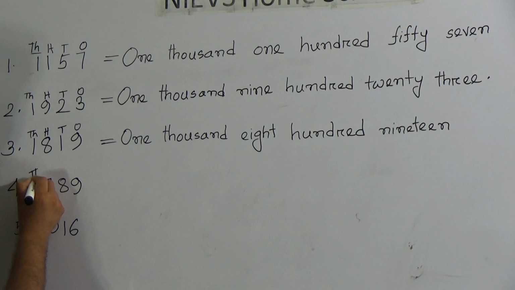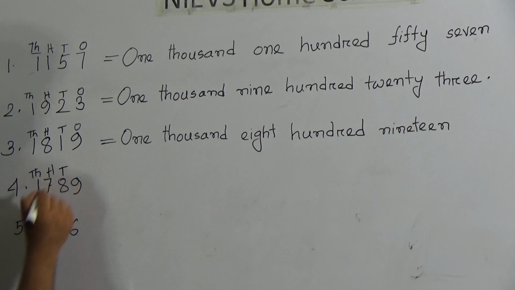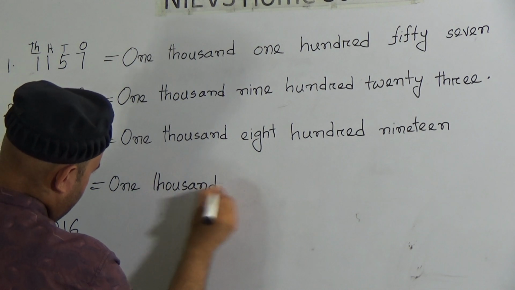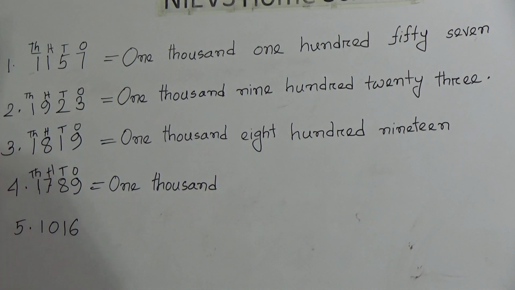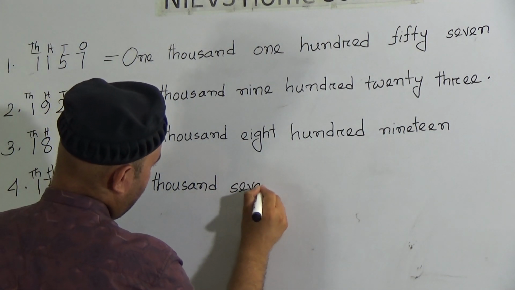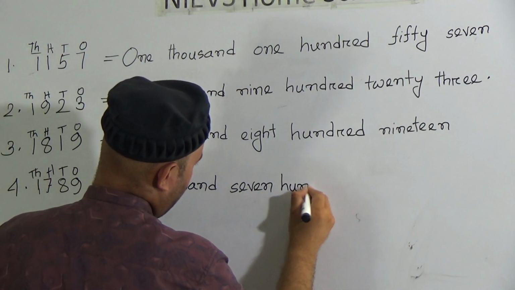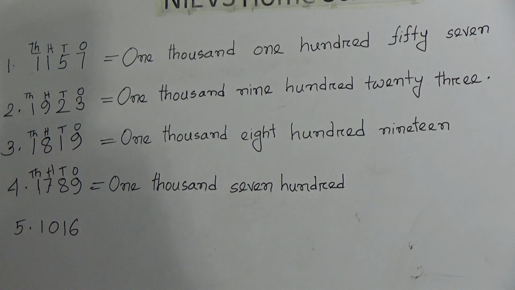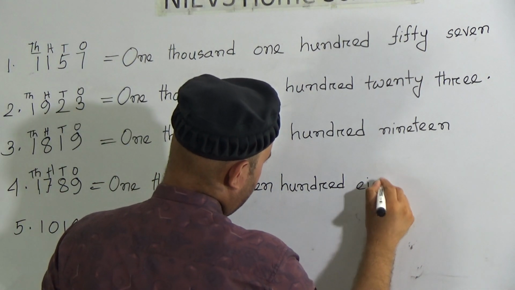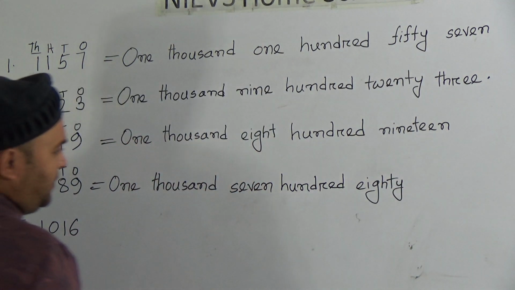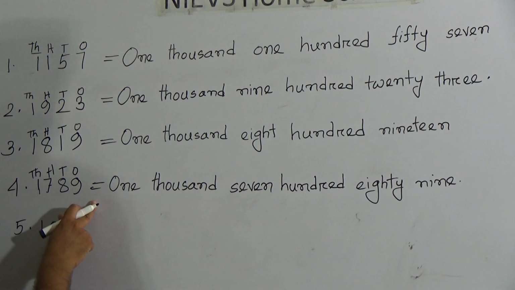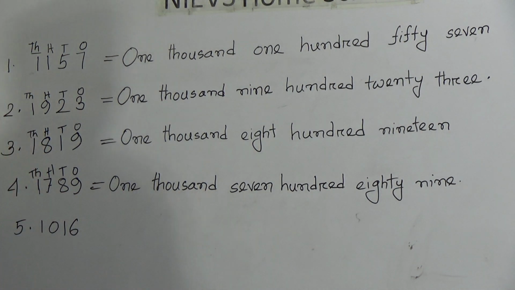Then the next one, 1789. 1 in the 1000 place, 7 in the 100 place, 8 in the 10s place, 9 in the 1s place. So we can write here 1000, THOUSAND, 7 in the 100 place, that means 700, SEVEN HUNDRED, 8 in the 10s place, that means 80, EIGHTY, 9 in the 1s place, that means 9. So number 4, 1789.